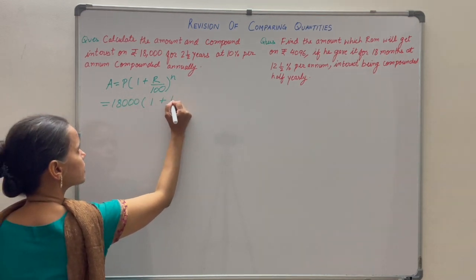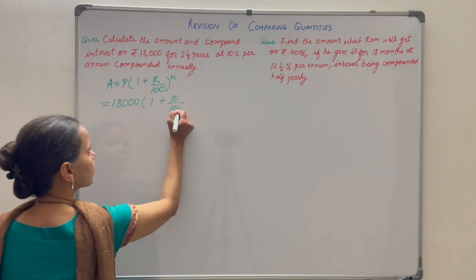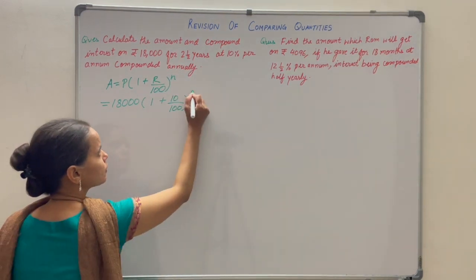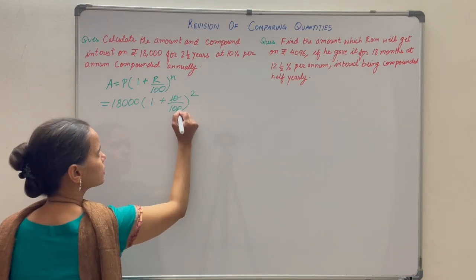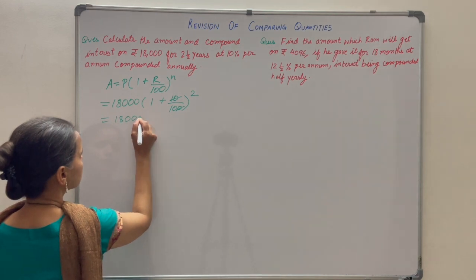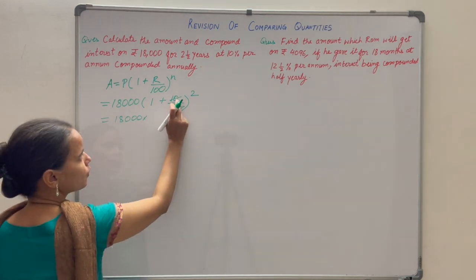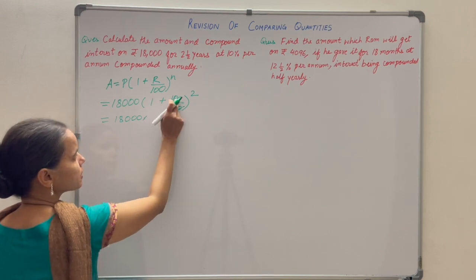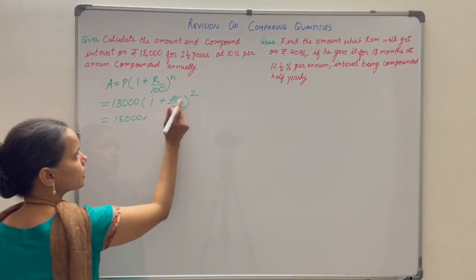1 plus rate is 10 upon 100. First we are going to calculate it for 2 years. So that is 2. Let us cancel the zeros. So here you will get 18,000 into, here it is 1 upon 10 is left and here it is 1. So it is 10 upon 10. So 10 plus 1 is 11. 11 upon 10 whole square.